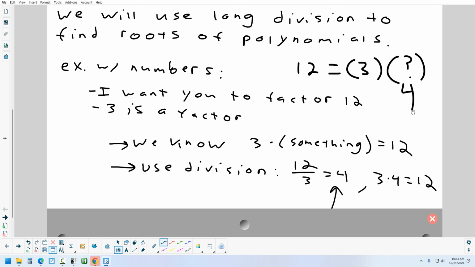Now the important thing to notice right here, we knew 3 was a factor of 12. When you divide 3 into 12, what's the remainder? 0. Anytime you divide a number by a factor of that number, you will always get a remainder of 0. If I take 12 and I divide by 5, do I get a remainder of 0? No. And that means 5 is not a factor of 12.